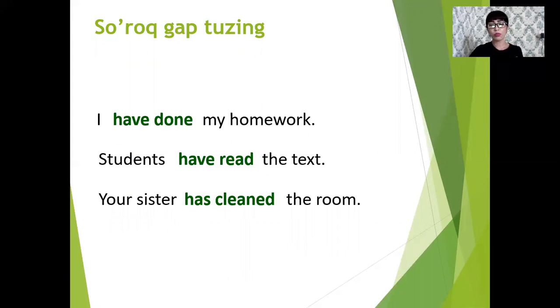Here also from 3 sentences, I will show you how to do it. I have done my homework. Affirmative sentence. I have not done my homework. Negative. Have I done my homework? Interrogative sentence. Students have read the text. Students have not read the text. Have students read the text? Your sister has cleaned the room. Your sister has not cleaned the room. Has your sister cleaned the room? Okay.